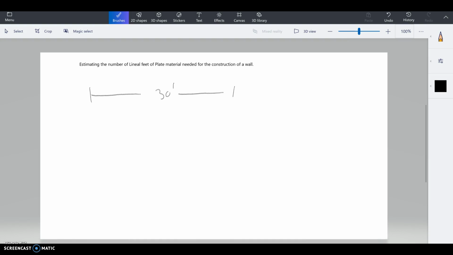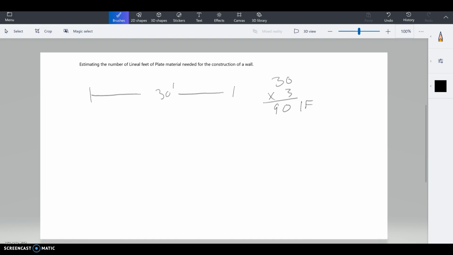So now, like I was telling you, if it's all the same material, where it doesn't have to be treated and regular SPF or yellow pine, whatever you're working with, like I was mentioning, the 30 times 3 would give me my 90 lineal feet of plate material.